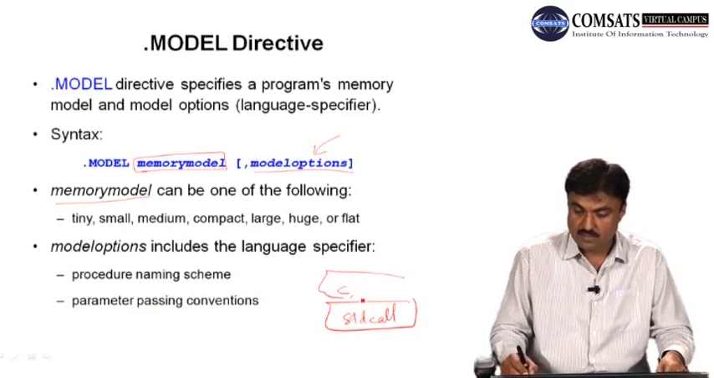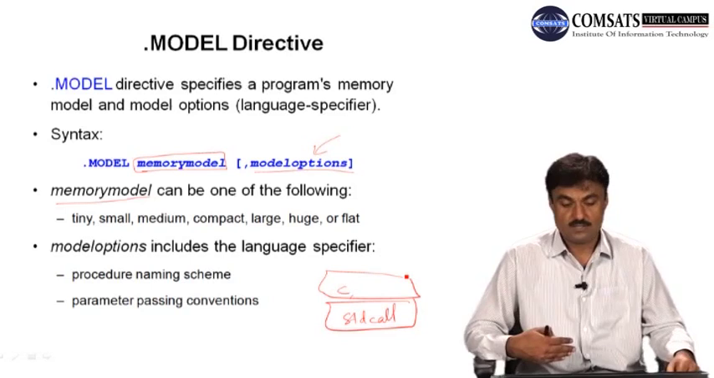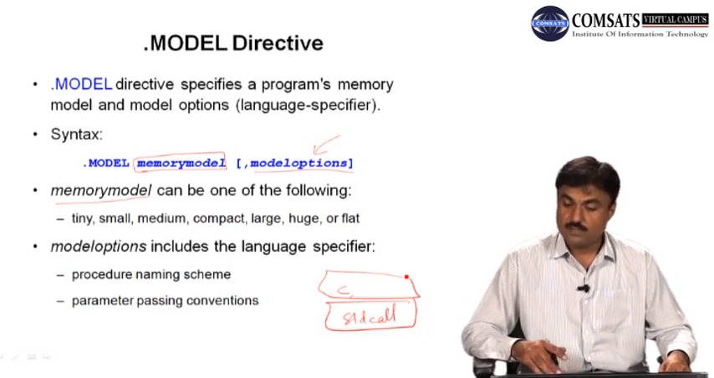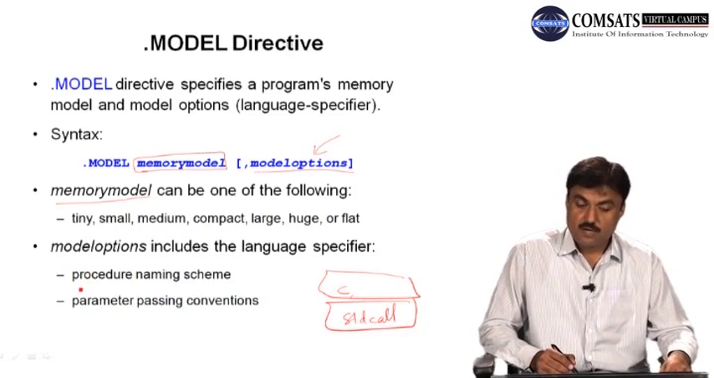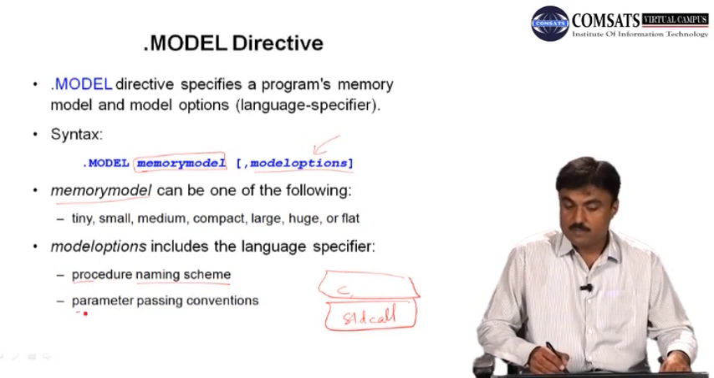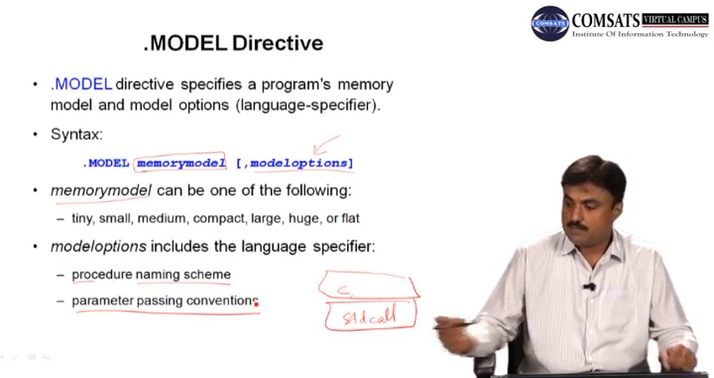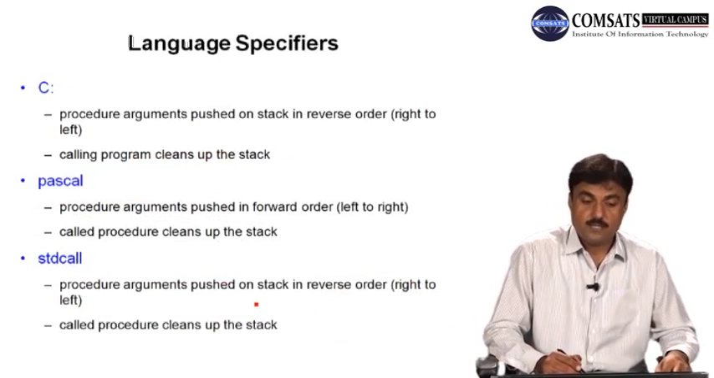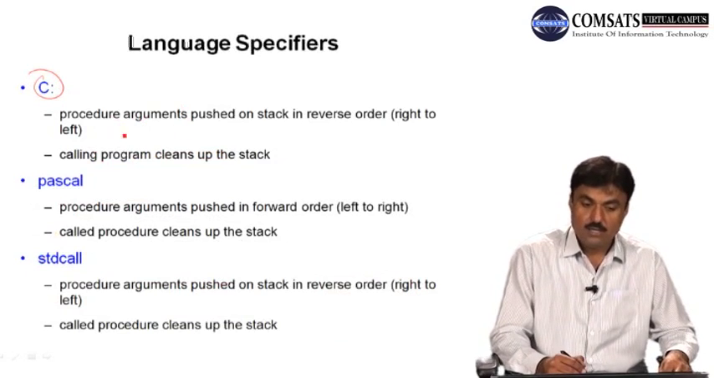So these are the language specifier, how we can pass parameters, and how these parameters are being stored inside the stack. These model options include the language specifier, and this language specifier defines the procedure naming scheme and also the parameter passing conventions, how we can pass parameters and how these parameters are being stored inside the stack.